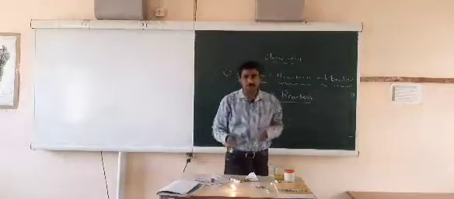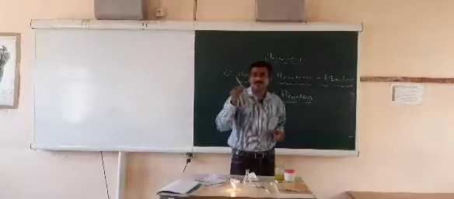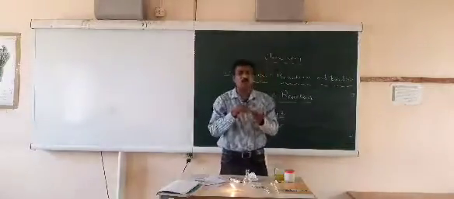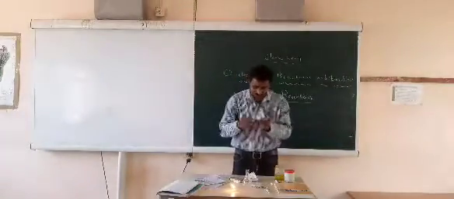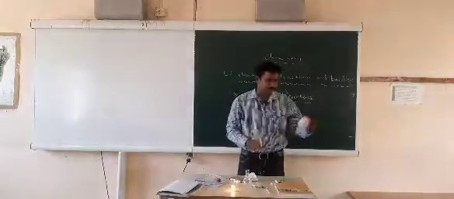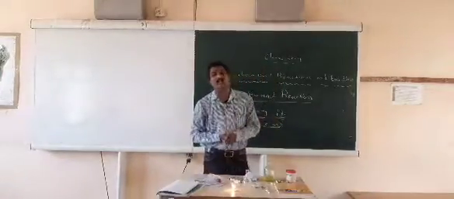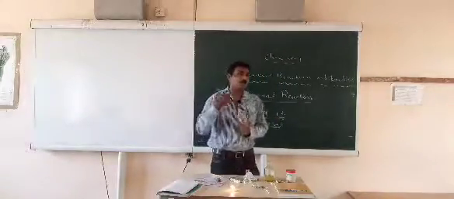The apparatus: I will show. It is a conical flask. This is a gas delivery tube. This is a one-hole cork fixed here. And this is hydrochloric acid, and these are zinc granules. These are the materials required for this activity.